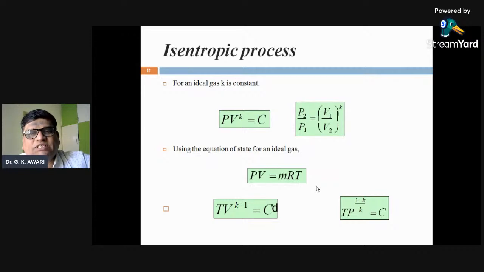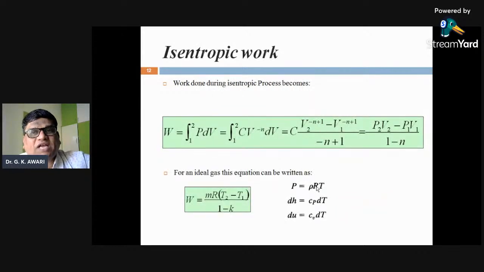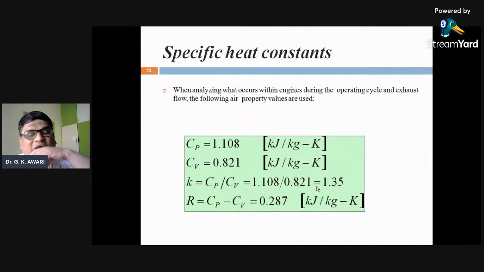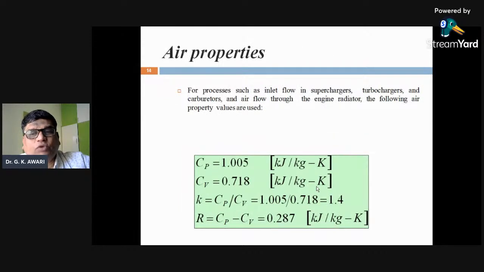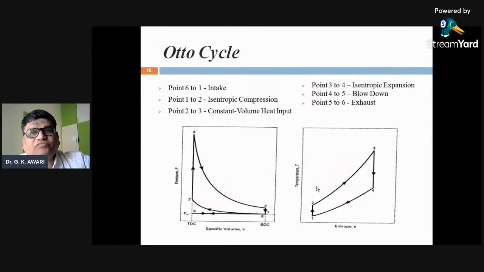Using these equations for the ideal gas, that is PV equals mRT, then isentropic work, how to calculate it. The equation we discussed yesterday is W equals mR times (T2 minus T1) divided by (1 minus gamma). Then the values of the specific heat constants Cp, Cv, k, and R, the gas constant, 0.287 kilojoule per kg Kelvin. Properties of air we have also studied.